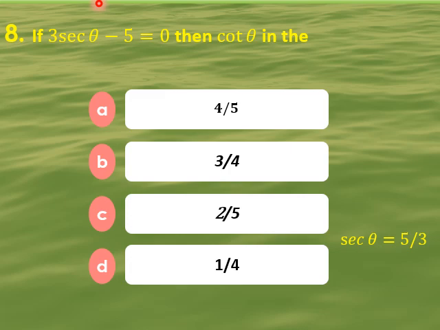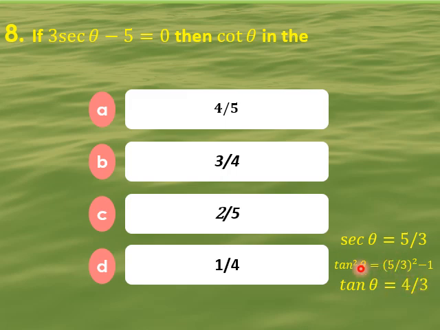So sec theta is 5 by 3. 5 will take this side and divide by 3. Now we know that tan square theta is sec square theta minus 1. So 5 by 3 the whole square minus 1 is tan square theta. This will be 25 by 9 minus 1, which will be 16 by 9. So when we take square root it becomes 4 by 3, so tan theta will be 4 by 3.